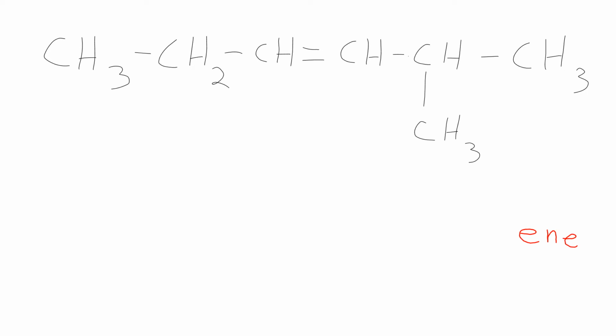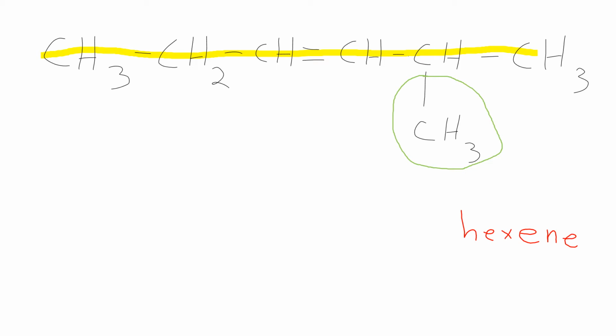Next, we're looking at how many carbons are part of that longest continuous carbon chain. 1, 2, 3, 4, 5, 6. So 6, the prefix we associate with 6 is hex, so we would get that in there. We do indeed have a branch. This is getting circled in green. How many carbons are part of that branch? We have 1 carbon as part of that branch. That would make this a methyl branch.